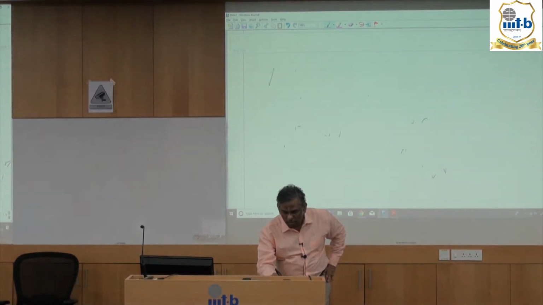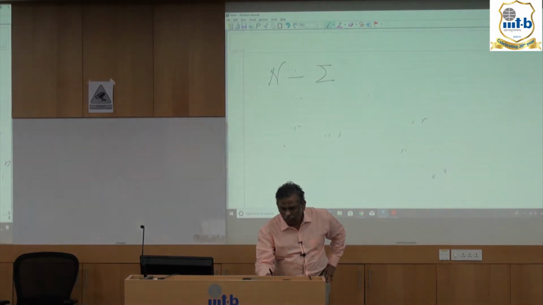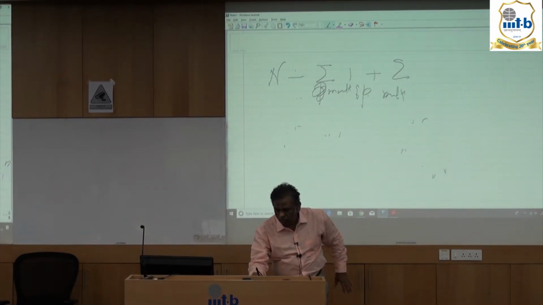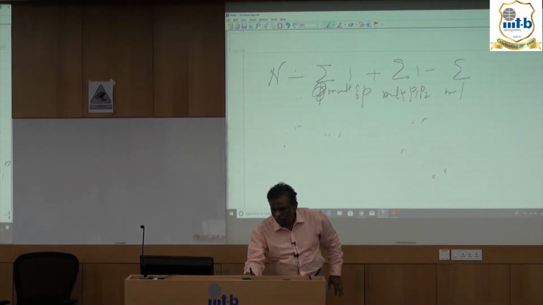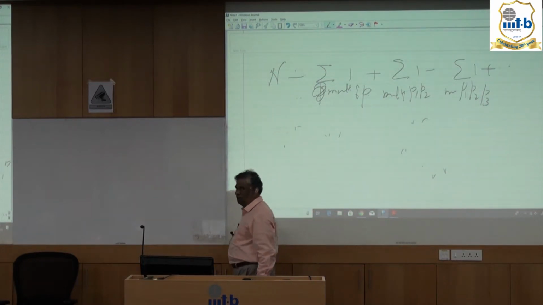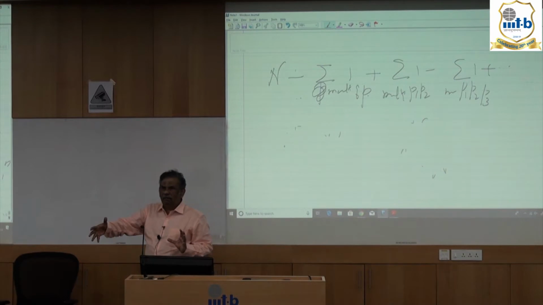We started with the whole set, and then we removed the multiples of p. Then we added multiples of p1, p2. Then we removed multiples of p1, p2, p3. Then added again, and so on and so forth. That is exactly what we did.